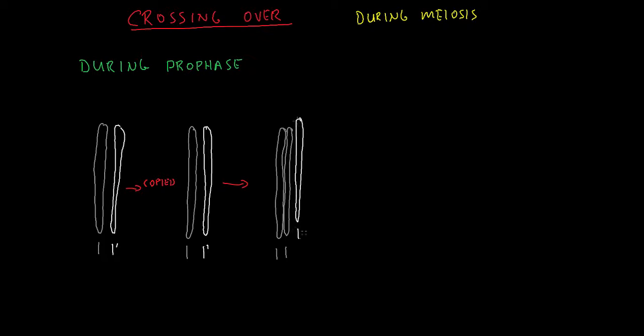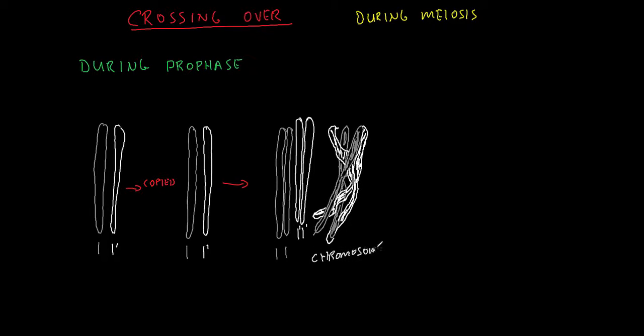chromatids. So the one and the one prime and the other one and one prime are matched up together, and then they twist around each other, and they get all in this jumble. The bonds that hold these things together are actually not very strong, and so they can trade places. Whole pieces of chromosome break off and then rebond with the other one.